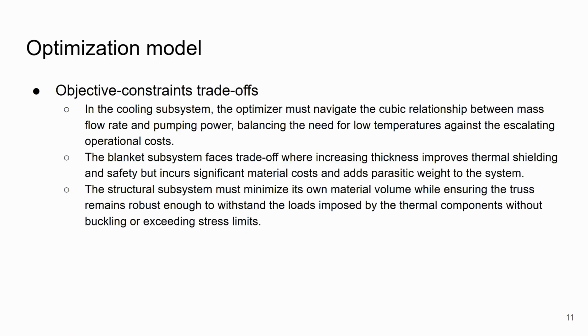Objective constraint trade-offs were as followed. In the cooling subsystem, the optimizer navigated the cubic relationship between mass flow rate and pumping power, balancing the need for low temperatures against the escalating operational costs. The blanket subsystem faced a trade-off where increasing thickness improves thermal shielding and safety, but incurs significant material cost and adds parasitic weight to the system. The structure subsystem minimized its own material volume while ensuring the truss remains robust enough to withstand the loads imposed by the thermal components without buckling or exceeding stress limits.